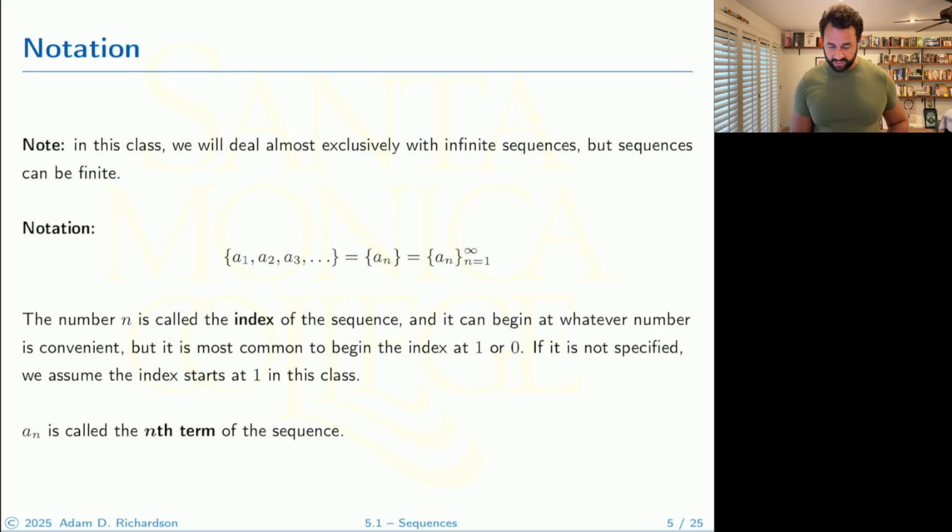But it's most common to start the sequence at 1 or 0. If it's not specified, like you see right here, where there's no starting index specified, then we assume the index starts at 1, okay? At least in this class. A sub n is called the nth term of the sequence. It's the result you get when you plug in n. I'll just leave it at that.